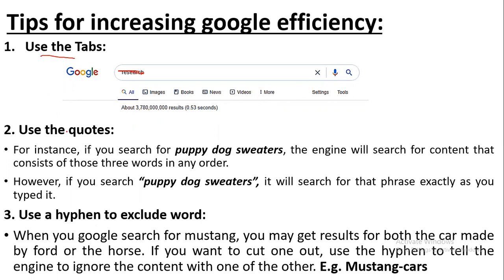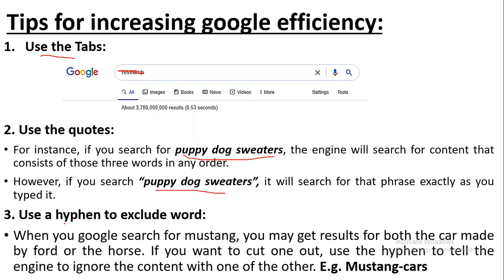The second thing is use quotes. Suppose you want to search for the exact meaning of some specific words, you can use quotation marks. Suppose you search puppy dog sweaters on Google, it will show all the content which has these three words, but it's a phrase. If you want the exact phrase, you will write puppy dog sweaters in quotation marks. It will give you the exact meaning of this phrase, and you will find your answer.